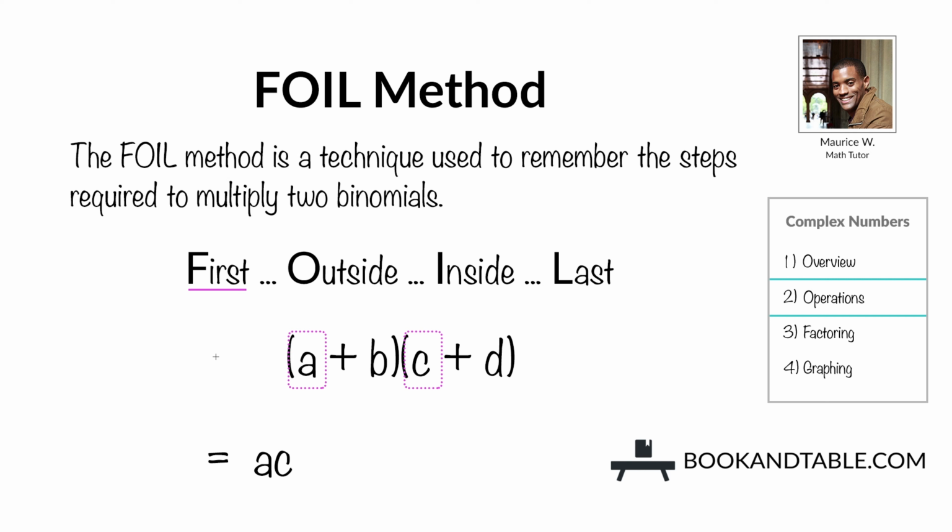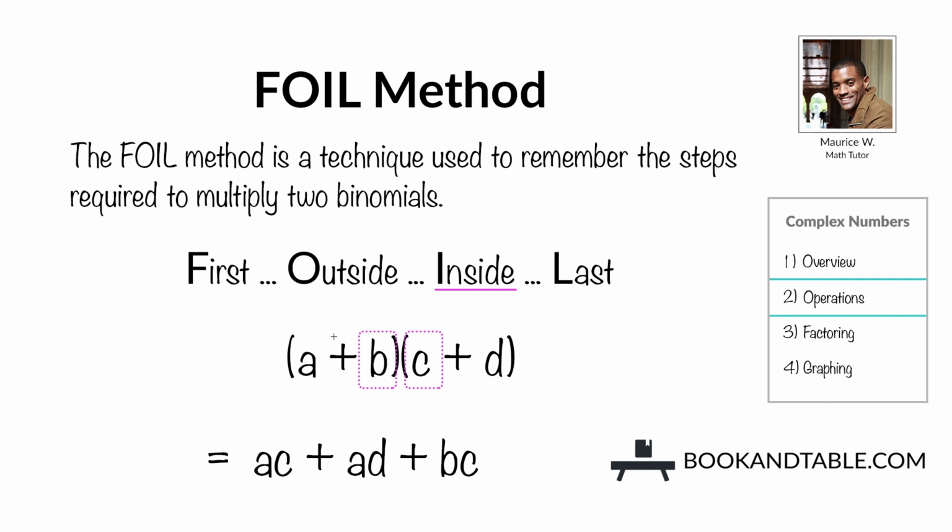So FOIL stands for first. So you multiply the first term in each set of parentheses. So if we had a plus b times c plus d, the first thing you do is a times c, which is ac. Then the O stands for outside. So you're multiplying the outside terms, a times d, which will give you ad. So after the first two steps, we've multiplied the first term in our first binomial times each term in the second binomial. And now the third term, inside, means you're multiplying the inside terms.